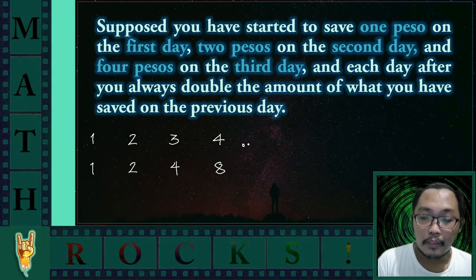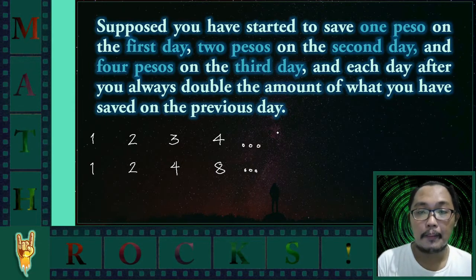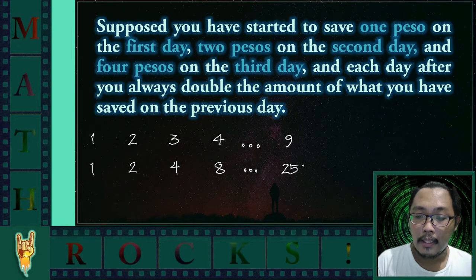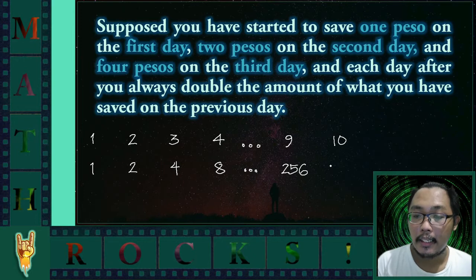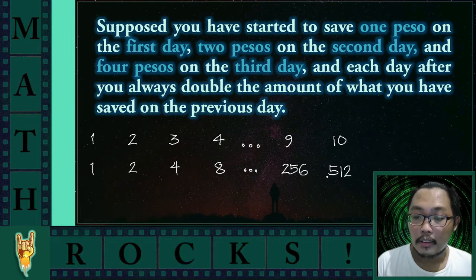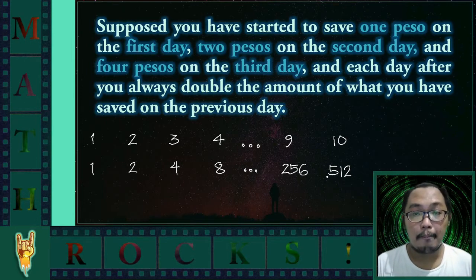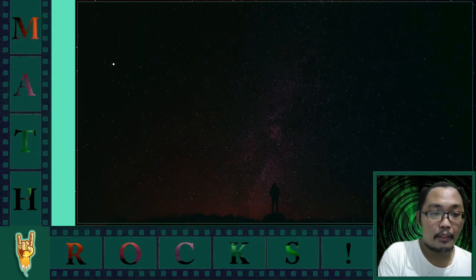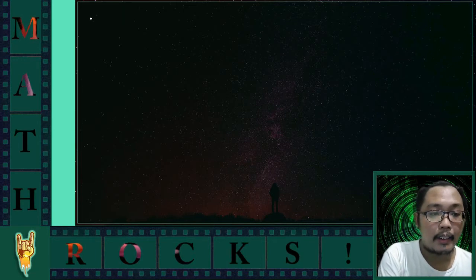So, since you are already familiar with this, let us skip some parts in our list and proceed immediately to the ninth day. We will have savings of 256 pesos, while on the 10th day, we will have 512. So let us use this same sequence in the derivation process. Let me have that information written here as well.